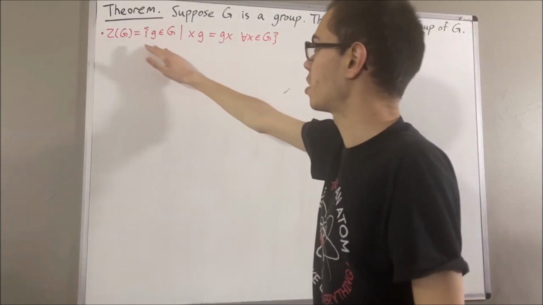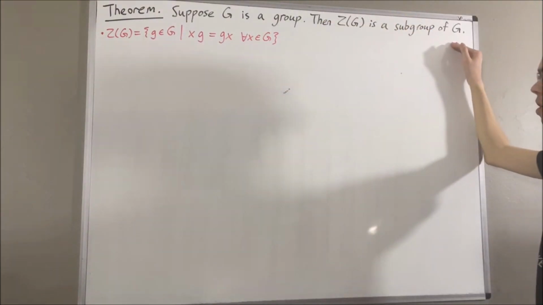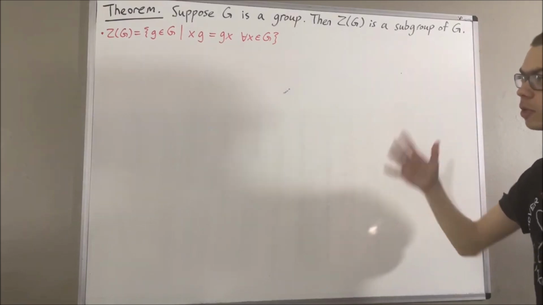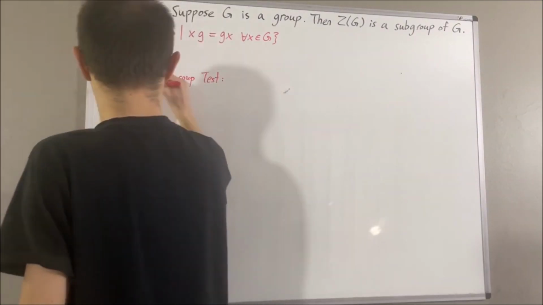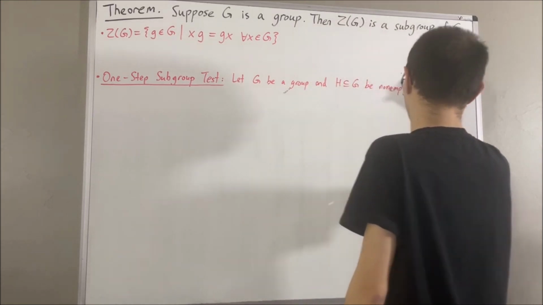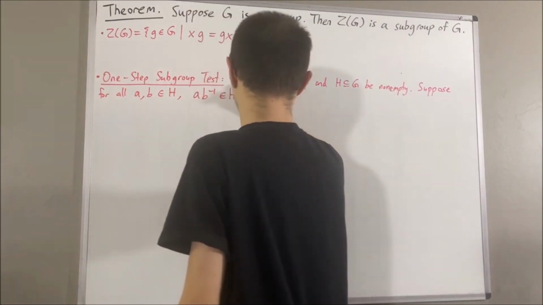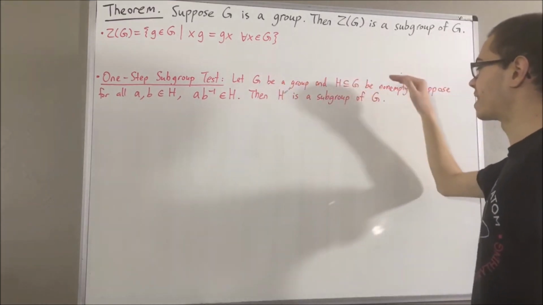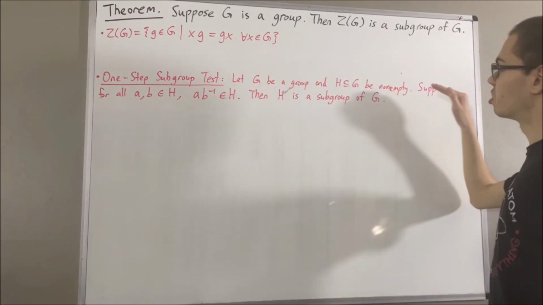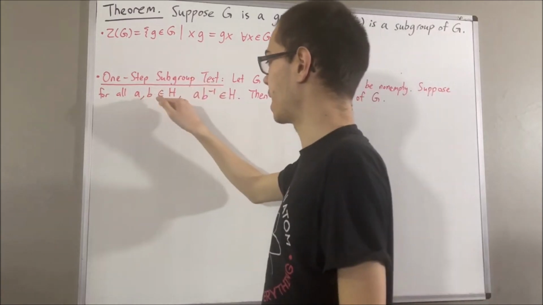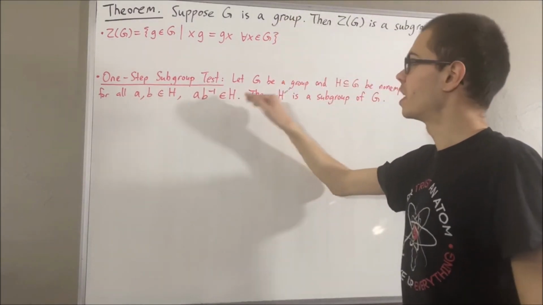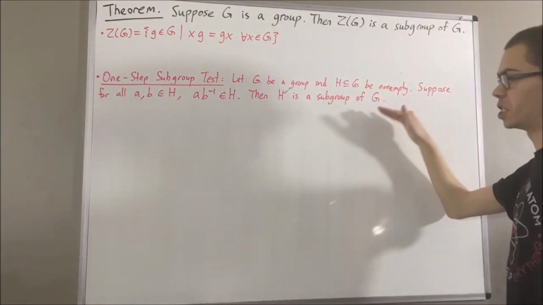Now, to prove that the center of G is a subgroup of G, we are going to use the one-step subgroup test, which tells us the following. Let G be a group, and let H be a non-empty subset of G. Suppose for all a and b in H, a times the inverse of b is an element of H. Then H is a subgroup of G.